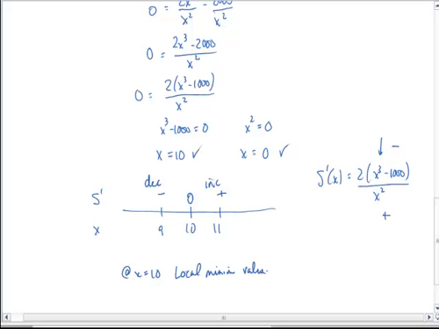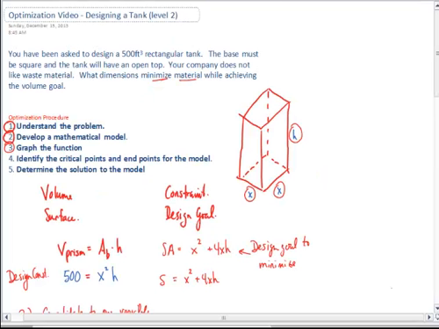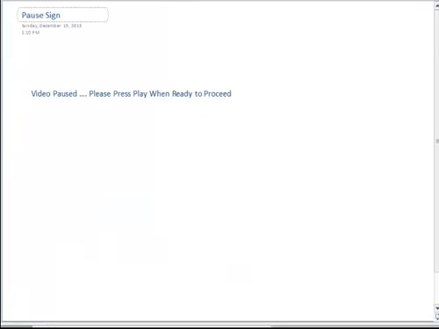The last part of the problem is to solve it and to answer the question they asked us to answer. Go back to the original model, and try to find the real dimensions for the tank that has material minimized, and we maintain 500 feet cubed.